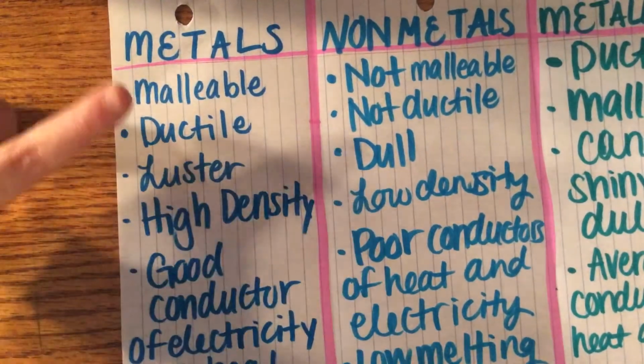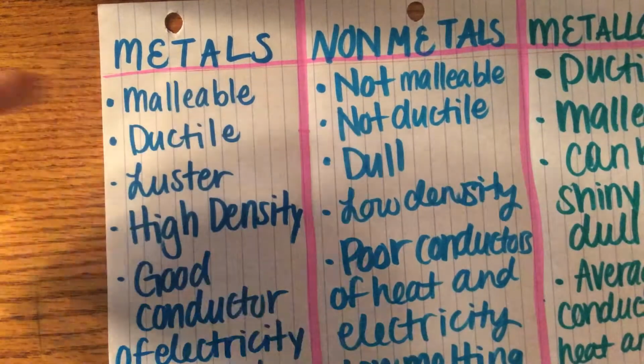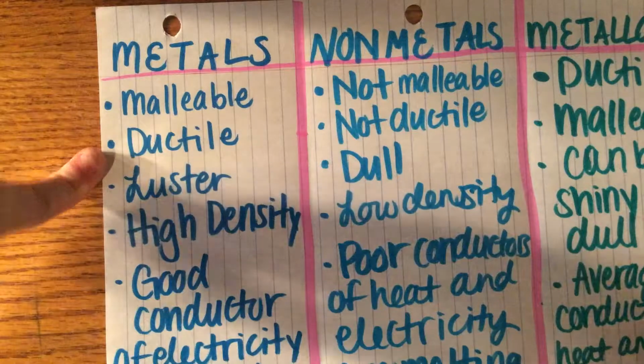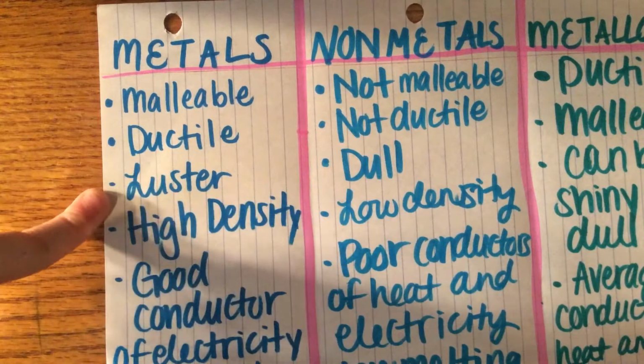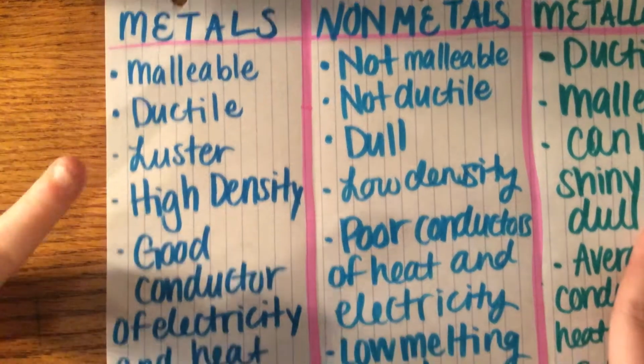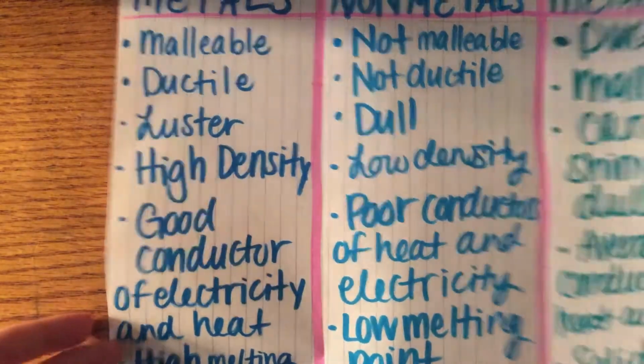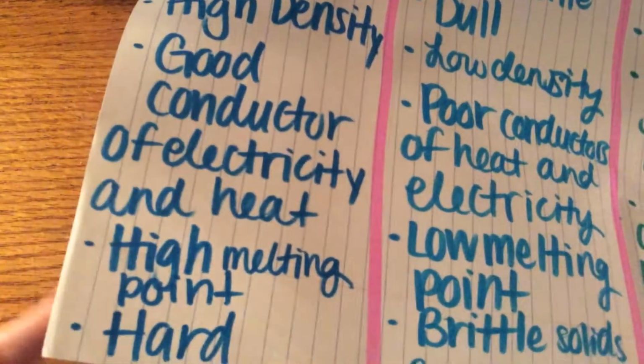So first, metals are malleable, which means easy to hammer without it breaking. Ductile, which means flexible. Luster, which is shiny. They have high density. They are good conductors of heat and electricity. And they have a high melting point, and they are hard.